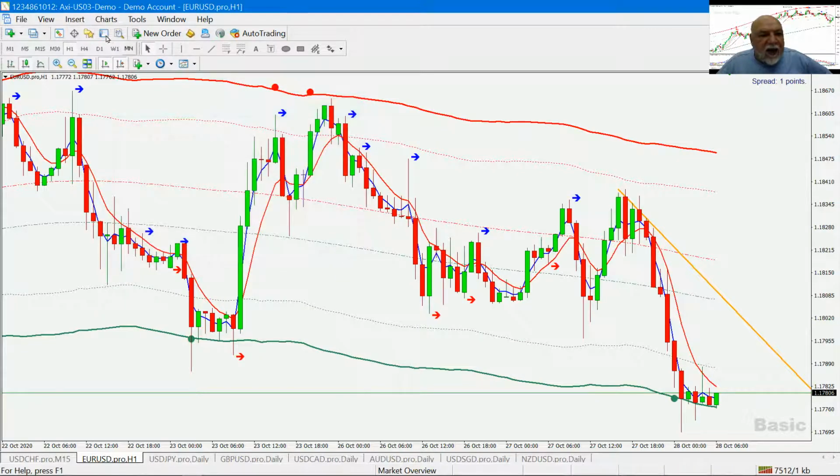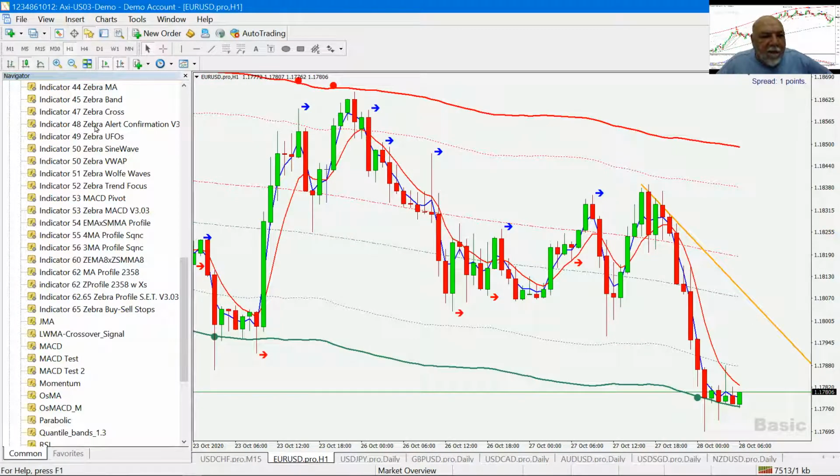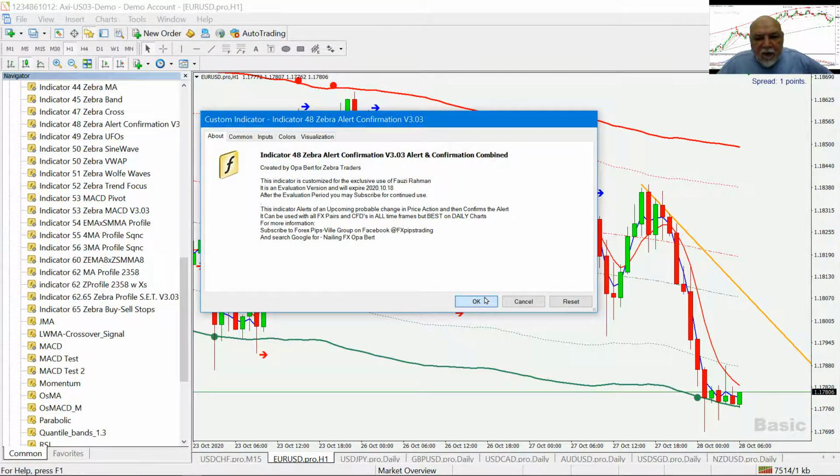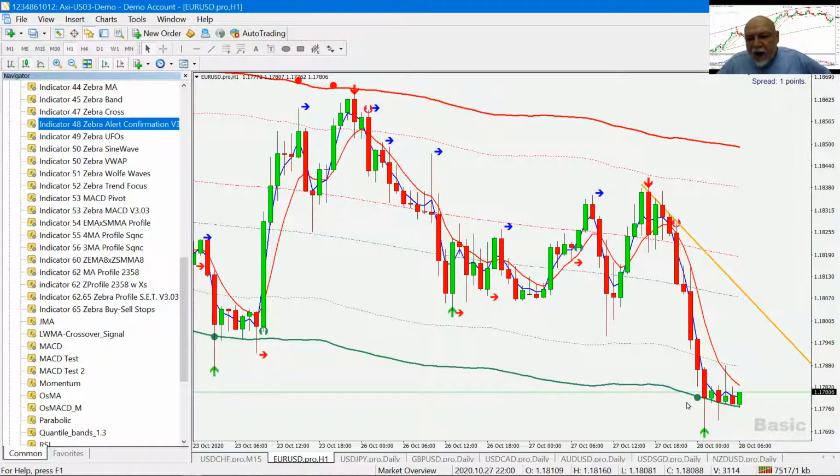So let's go ahead and add the alert. 48 zebra confirmation. Okay. So here I have a green channel dot saying price has been oversold. Consider it oversold, right? Because I'm at an extreme in the 1 hour channel. It goes further, gives me an alert.